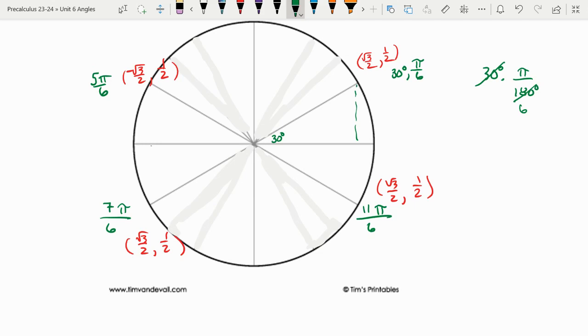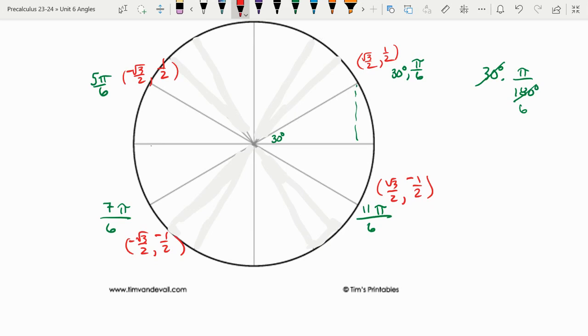Right? Because this is 8 pi over 6, which reduces to 4 pi over 3, right? 9 pi over 6, 3 pi over 2. 10 pi over 6, 5 pi over 3. 11 pi over 6 doesn't reduce. Okay? What are the signs? This one is negative, negative. This one is positive, negative. Does that make sense?